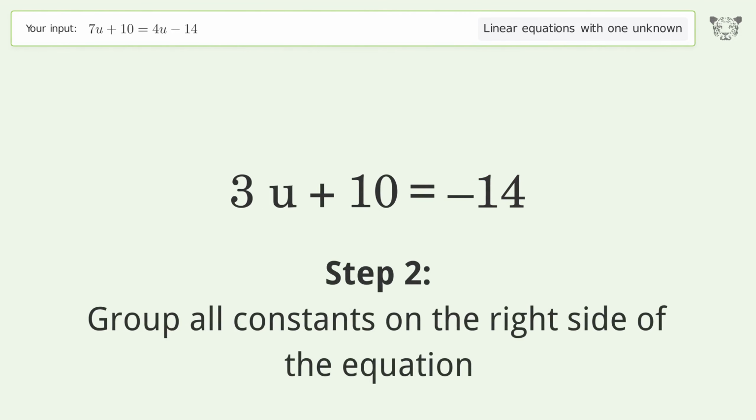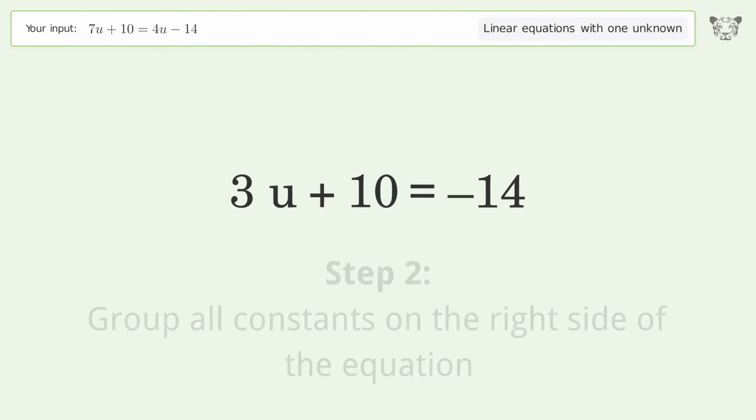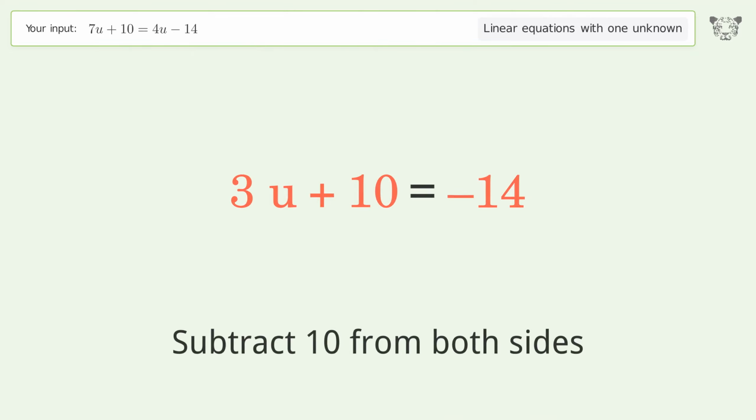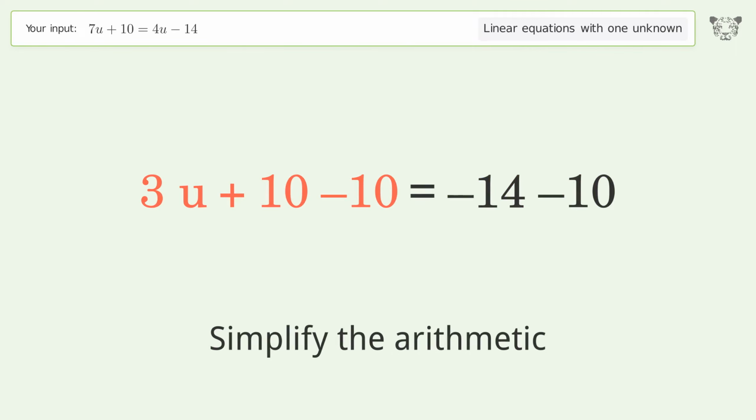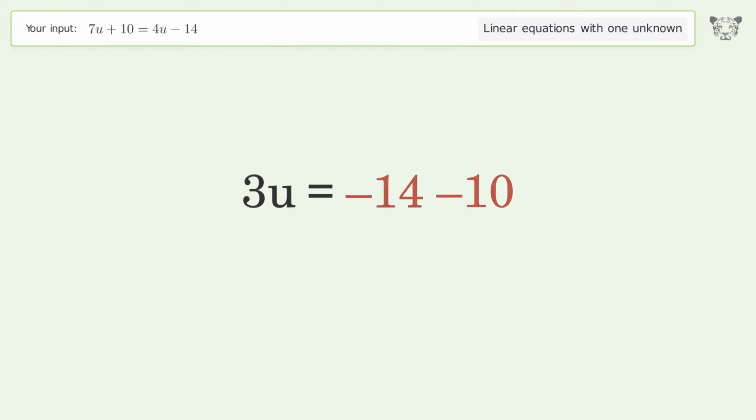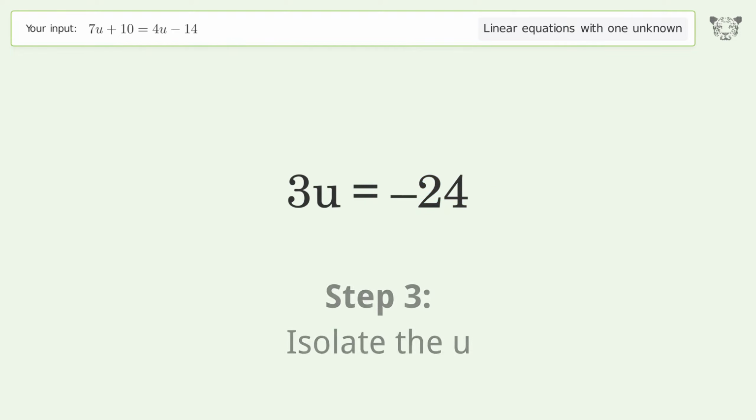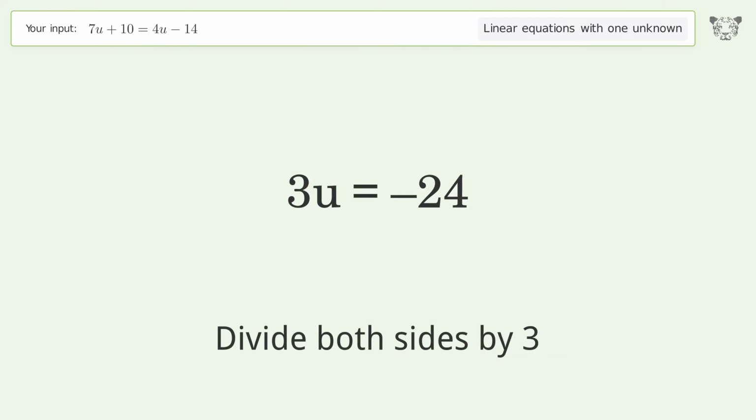Group all constants on the right side of the equation. Subtract 10 from both sides. Simplify the arithmetic. Isolate the u. Divide both sides by 3.